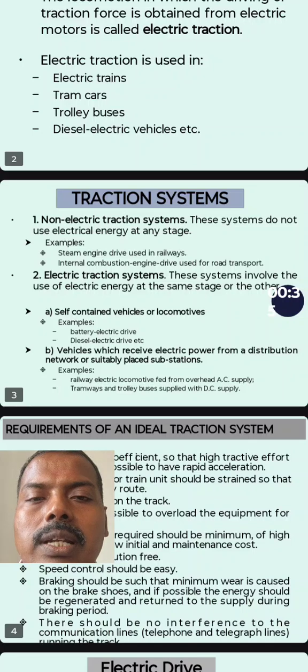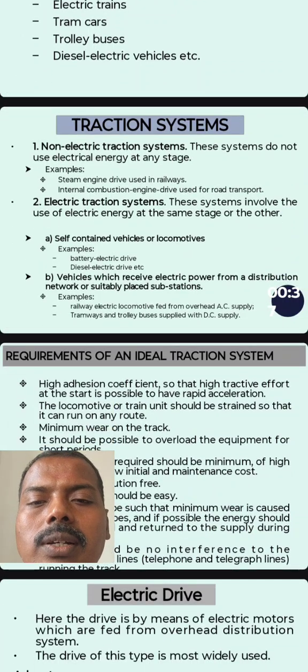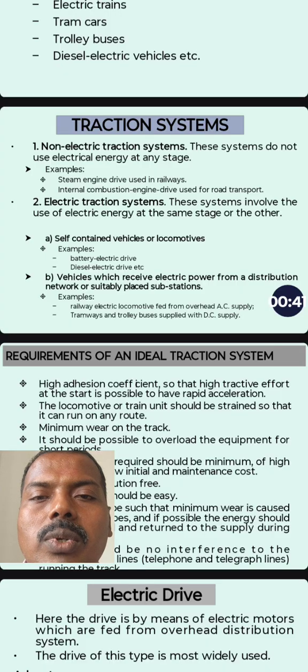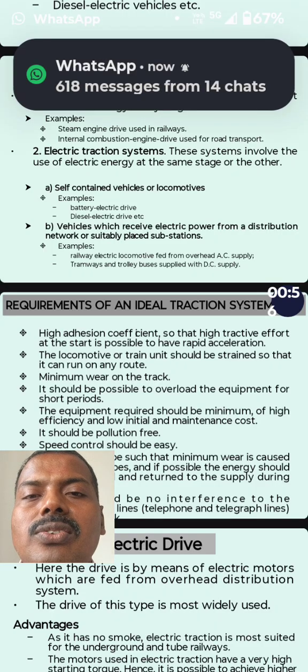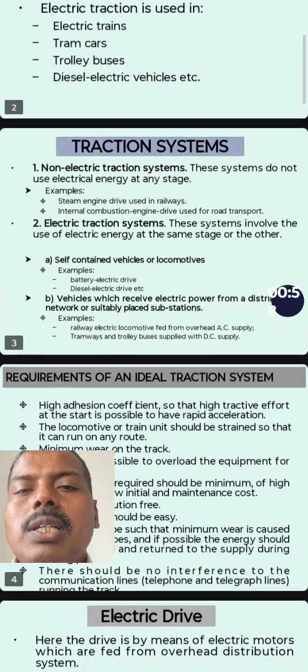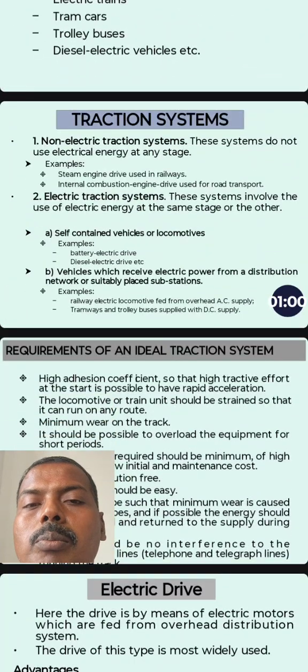In a traction system, we have two systems. One is the non-electric traction system, and the other is the electric traction system. The non-electric traction system does not use electrical energy at any stage. For example, the steam engine drive used in railways and the internal combustion engine drive system used for road transport.